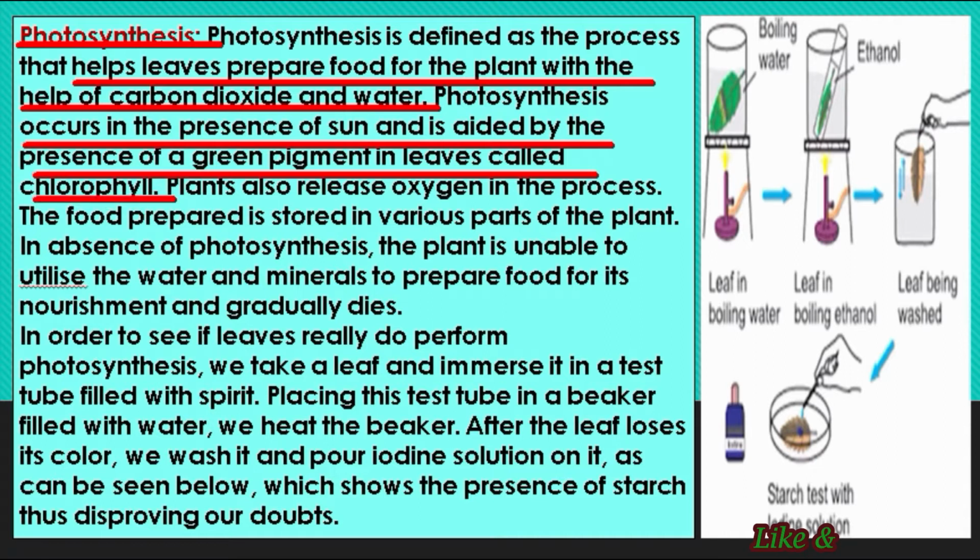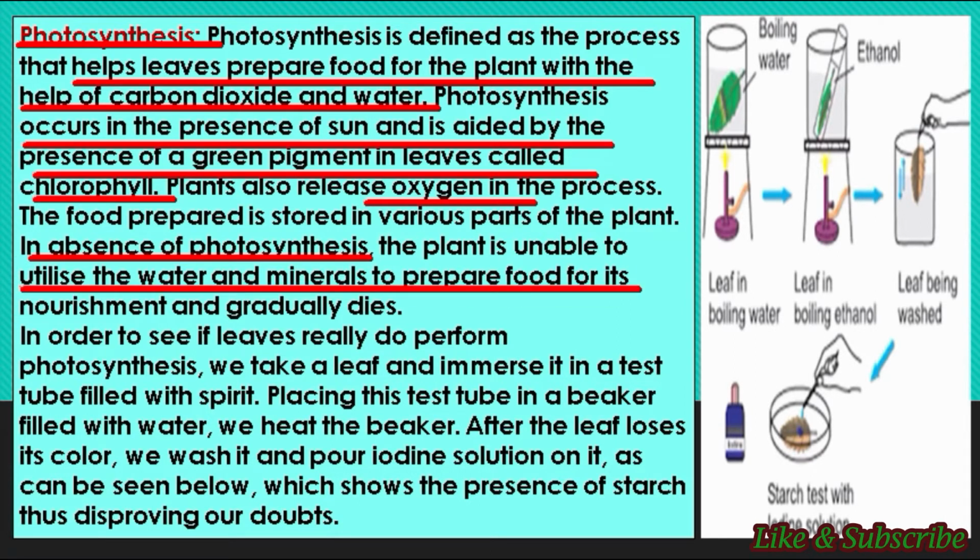And students, during this process of photosynthesis, the byproduct is also released in the form of a life-giving gas, oxygen. And the food that is prepared during this process is stored in various parts of the plant. Students, in the absence of photosynthesis, the plant is unable to utilize the water and the minerals to prepare food for its nourishment, and that's why gradually the plants die.